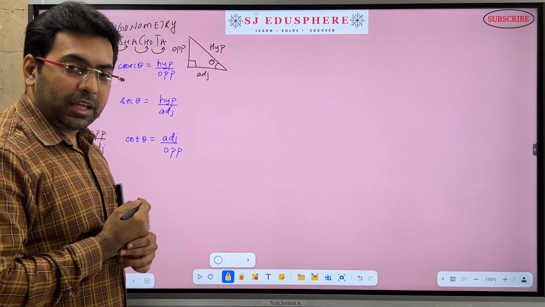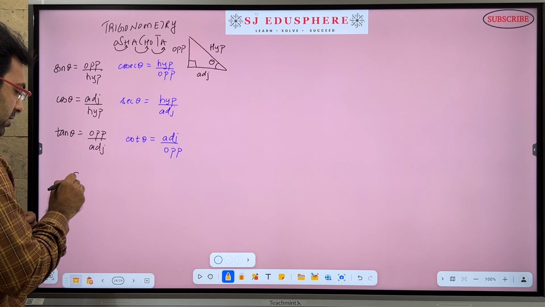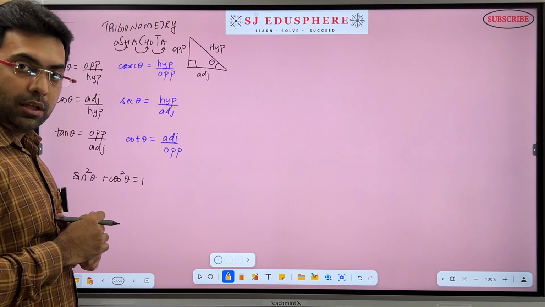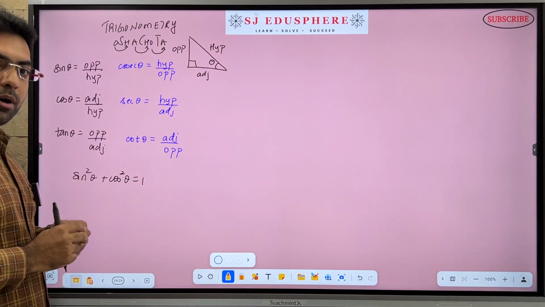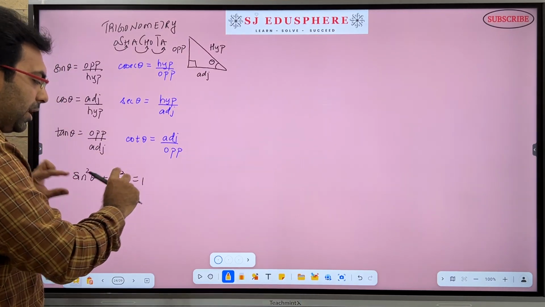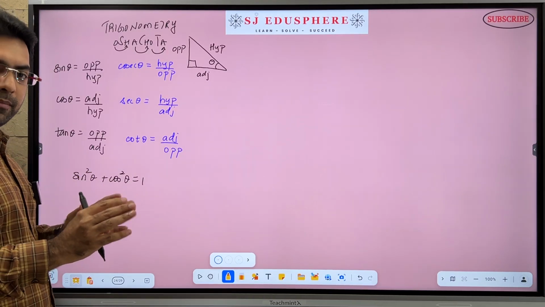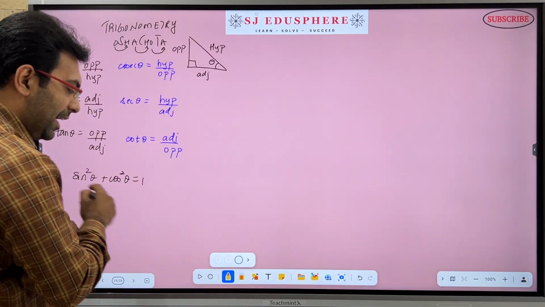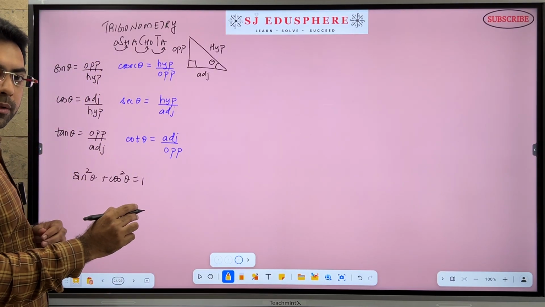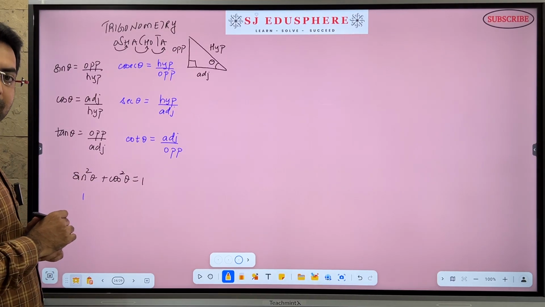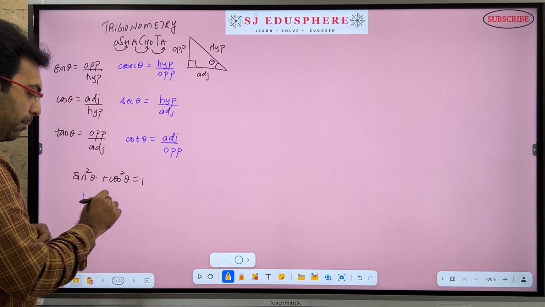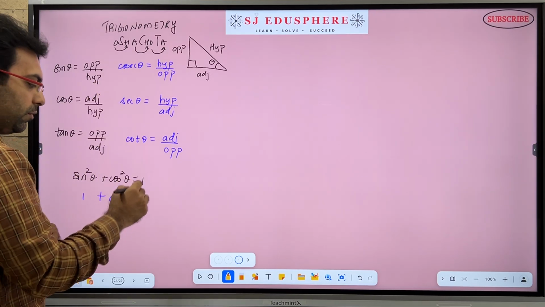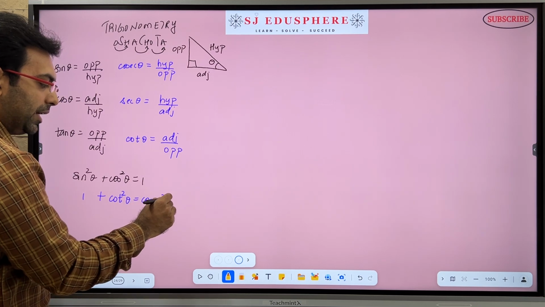The other trigo property which you have learnt is sine square theta plus cos square theta is 1. Now you tend to memorize the other two formulas by heart. I say don't. This formula you know at any point of time. So sine square plus cos square is 1. Now divide everything by sine square. Sine square upon sine square is 1. Cos square upon sine square is cot square theta. And 1 upon sine square, which we know is cosec square theta.